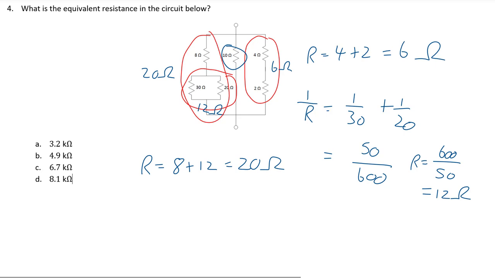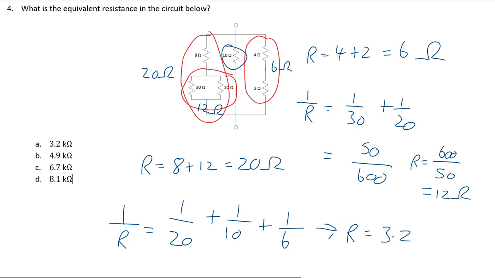We now have 3 different resistors in parallel. Therefore, we can now finally get the total resistance of the whole circuit by adding these 3 resistors together in parallel, using the parallel resistor formula. Hence, 1 over the equivalent resistor of the circuit, capital R, is equal to 1 over the resistance on the left branch, which is 1 over 20 ohms, plus 1 over the resistance in the middle branch, which is 1 over 10 ohms, plus 1 over the resistance in the right branch, 1 over 6 ohms. Solving this, you will find that the total equivalent resistance of the circuit is 3.2 ohms.